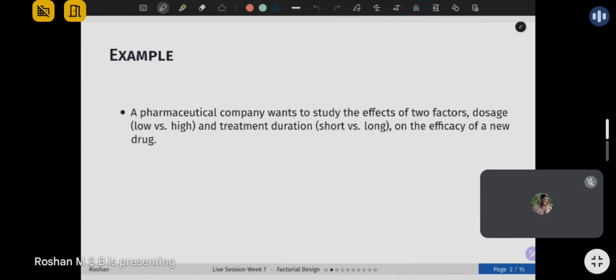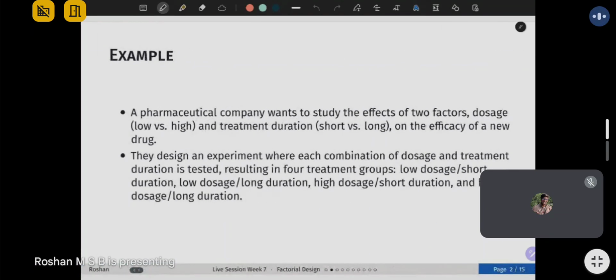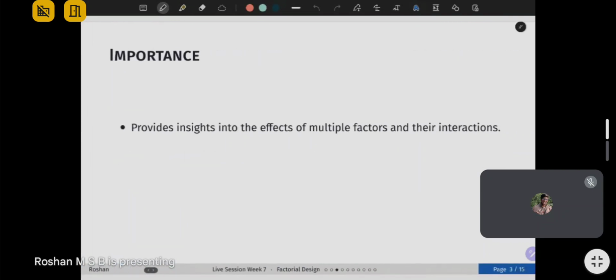So, how many experiments should we actually do to get any effects? What is the effect of dosage, treatment duration, interaction effects, and so on? How many experiments do we have to actually do in total? 4 experiments. Yes, it's 2 by 2 is 4. So, the four treatment groups will be low dosage, short duration; low dosage, long duration; high dosage, short duration; and high dosage, long duration.